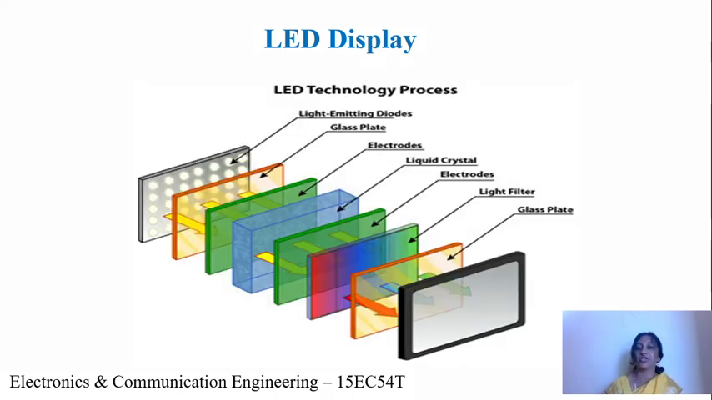So if you see the construction, everything remains same as that of LCD display. So that is, we're having a liquid crystal at the center. It is sandwiched between the two electrodes, negative electrode and a positive electrode, and we're going to use a glass plate, which is nothing but the filter. So that is, we're going to use a polarizing filter. And then we're going to use a glass filter, or we're going to call it a light filter.